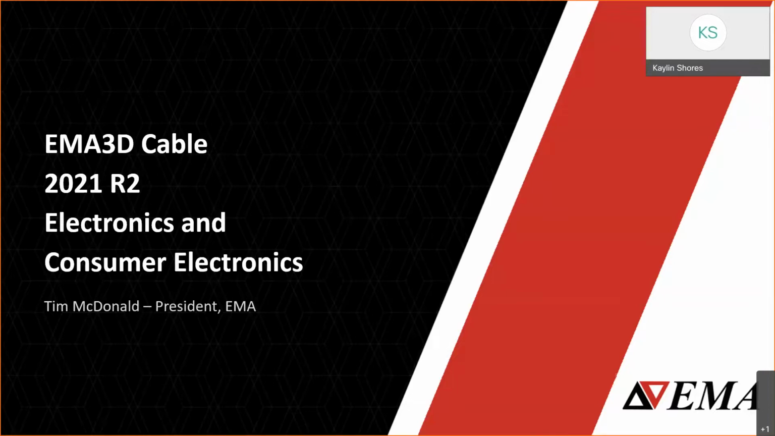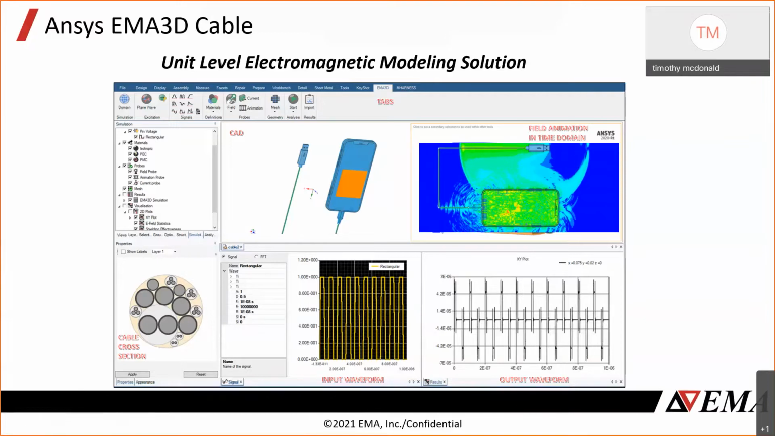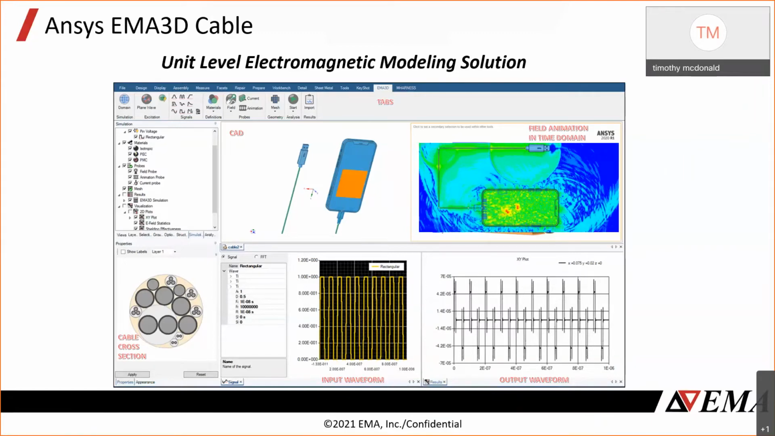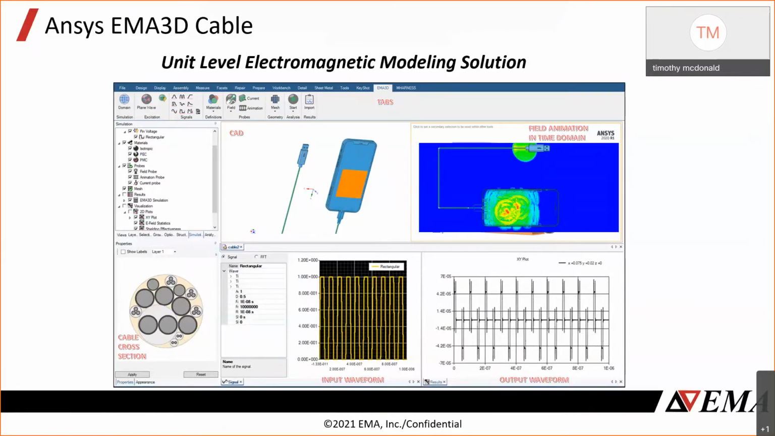Thank you very much, Kaylin. I'm happy to talk today about EMA3D Cable. This is the new release coming out on July 7th, and it is referred to as 2021 R2. So EMA3D Cable is a unit-level electromagnetic modeling solution. And so EMA3D Cable is a full-wave simulation tool with special features for modeling wires.